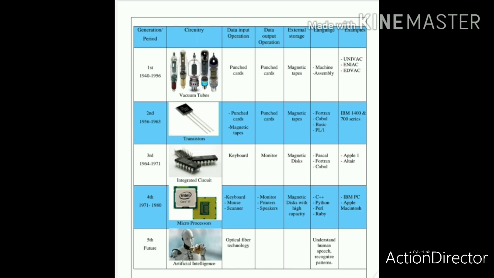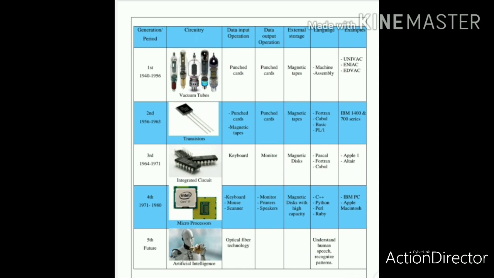So in which generation, children, did we start using keyboard and monitor? It was in the third generation. And during this generation we started using the integrated circuit. The external storage was magnetic tapes. Instead of magnetic tapes, we started using magnetic disc. First generation and second generation used magnetic tapes. Third generation started using magnetic disc.